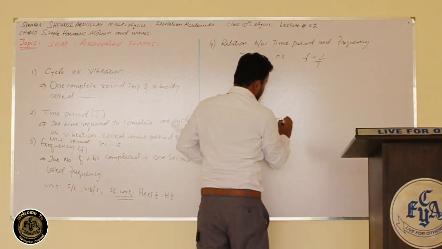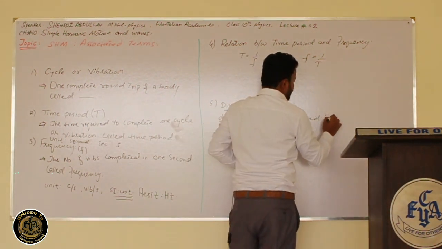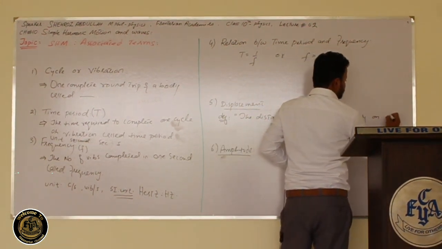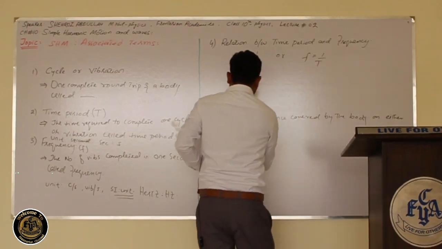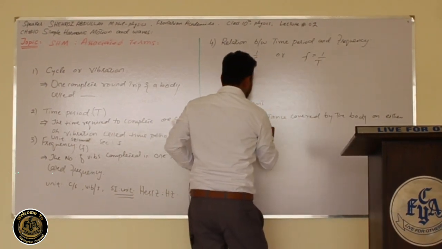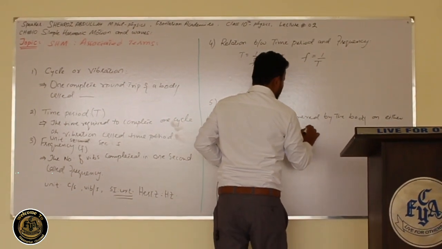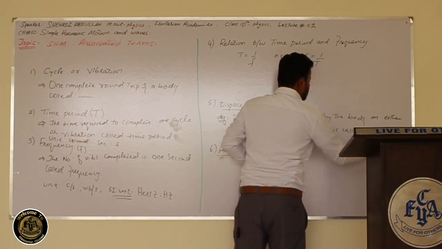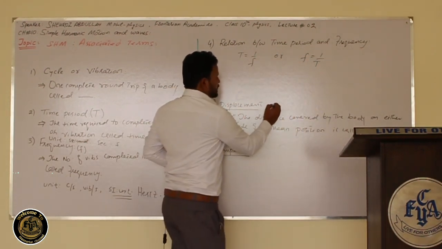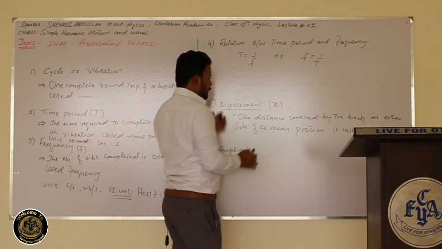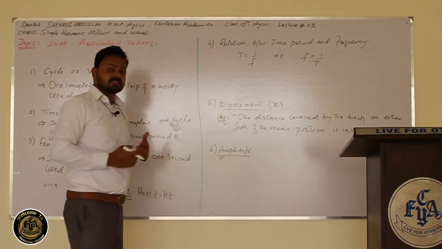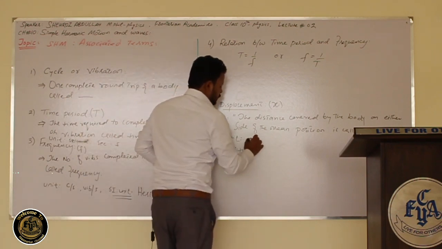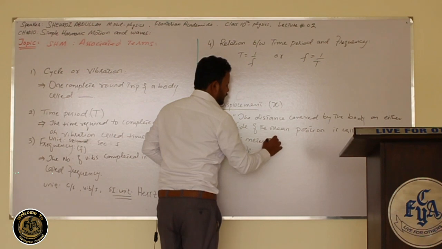The distance covered by the body on either side of the mean position is called displacement. Displacement is generally represented by x. Since it's a distance, definitely its unit will be meter, and it is represented by m.